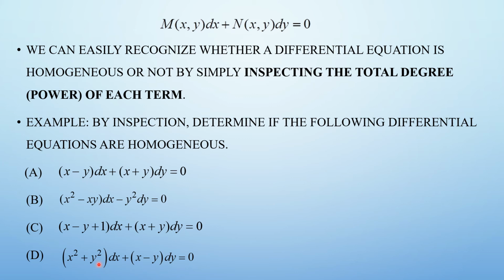Even though these two are homogeneous functions, M is of degree 2, and the degree is not the same as the degree for the function N, which is 1. So since these two do not have the same degrees, we say that this equation is a non-homogeneous equation.